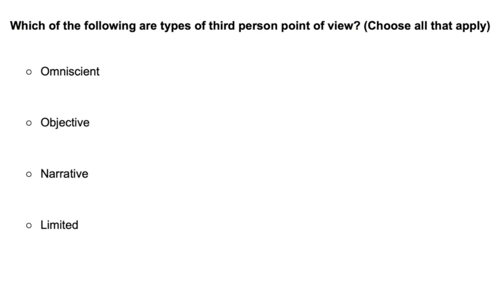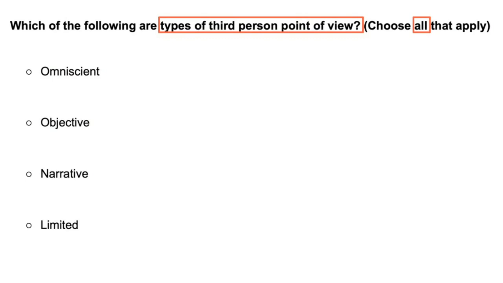Which of the following are types of third-person point of view? Choose all that apply. We have omniscient, objective, narrative, and limited. Let's go back to the question and pull out the key words. It's asking us, out of these, which are types of third-person point of view? And it says to choose all that apply. That means that there's probably more than one.